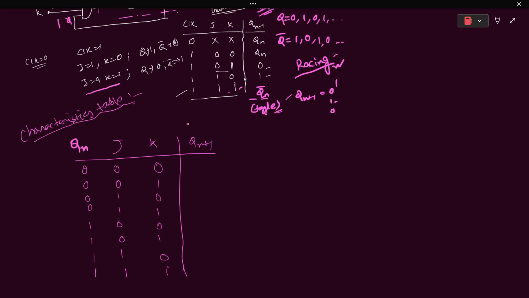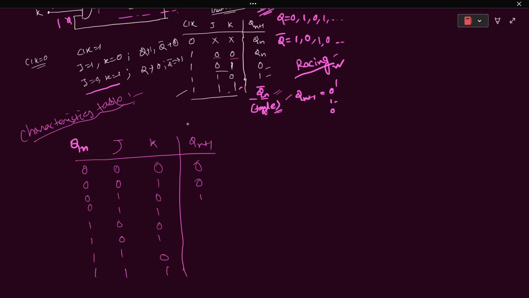So how will we identify the value of Qn plus 1? This is the thing I discussed with you all in the previous session. First case, J and K are 0 and 0. So 0 0 is what? 0 0 is simply Qn. So what is Qn? 0. 0 1 is what? 0. 1 0 is what? 1. 1 1 is what? In case of JK flip-flop, this is Qn complement.